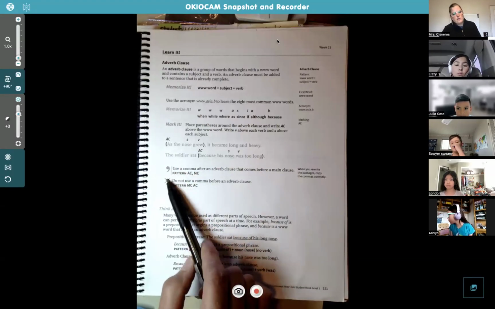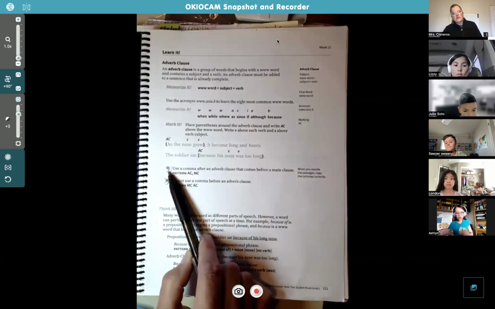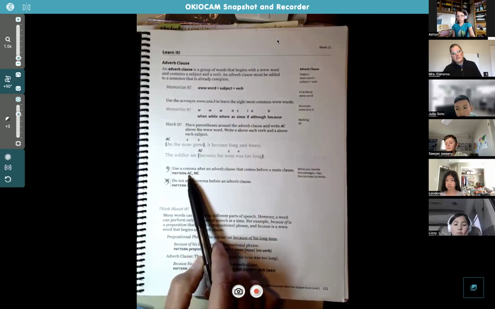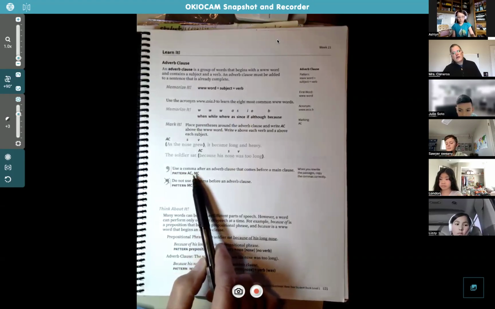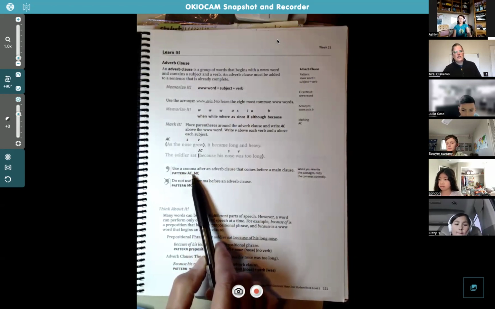And then there's two comma rules here. One way we do use the comma, and the pattern is if the adverb clause comes first: AC, comma, MC. If the adverb clause comes first in the sentence, you need a comma.